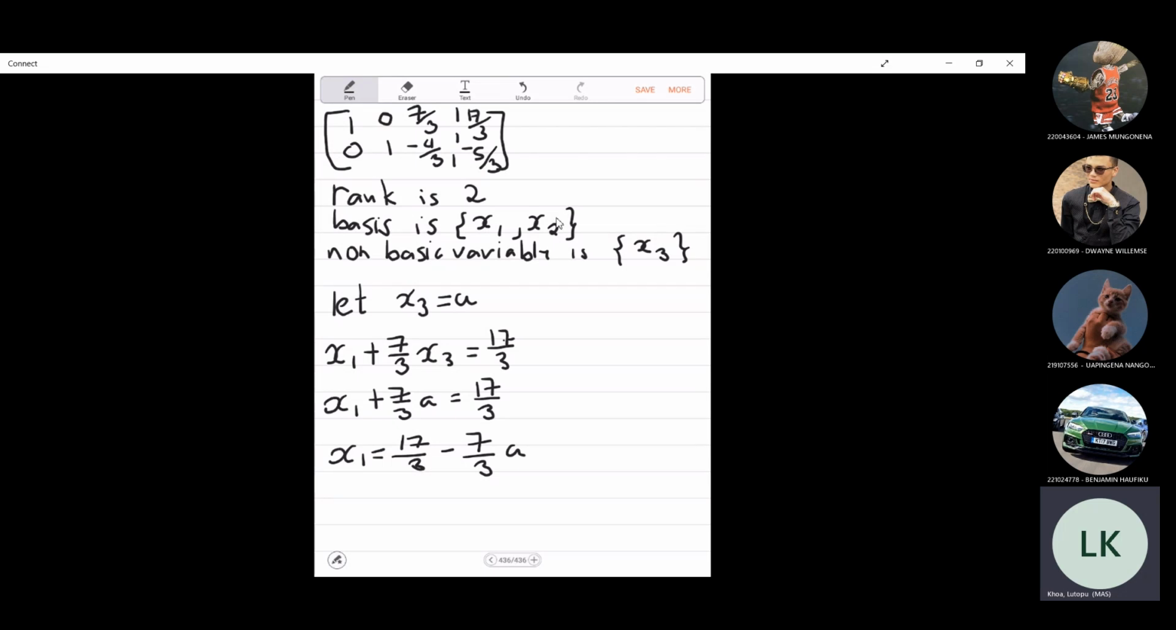And then the second one, x2, I do the same thing. We have x2 minus 4 over 3 times x3 is equal to minus 5 over 3. This means that x2 is equal to minus 5 over 3 plus 4 over 3 times a.